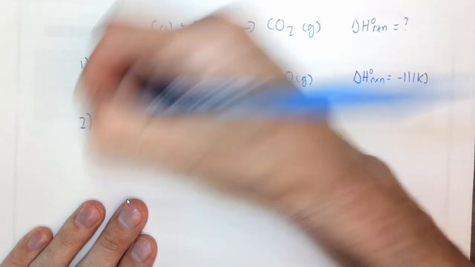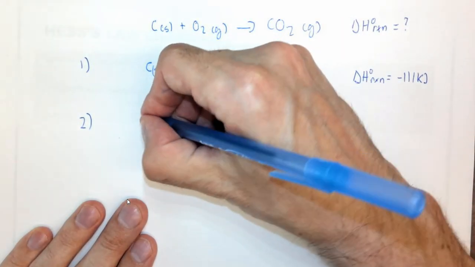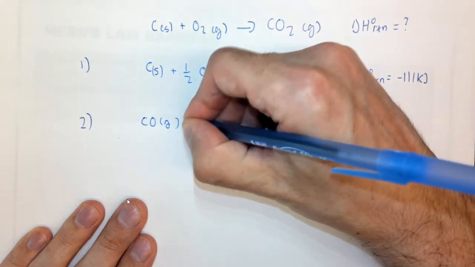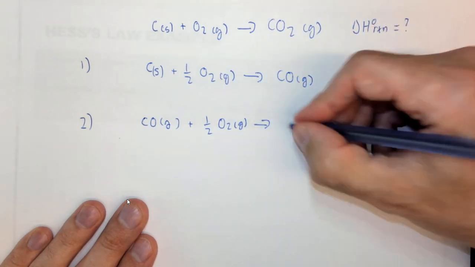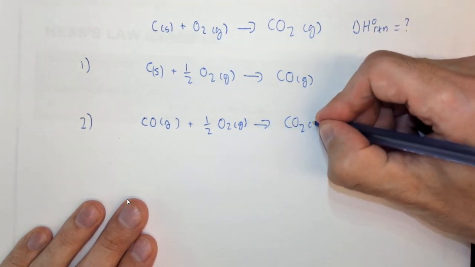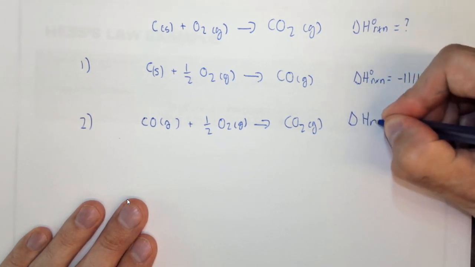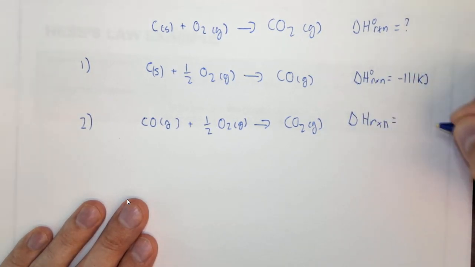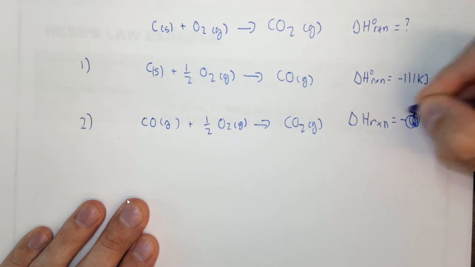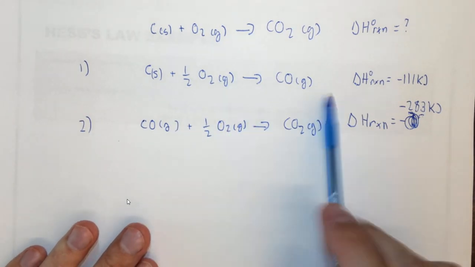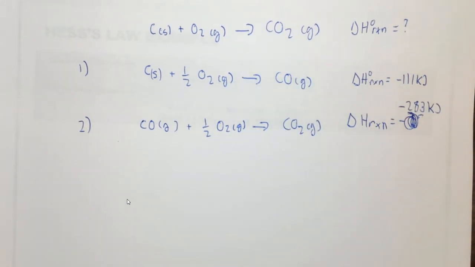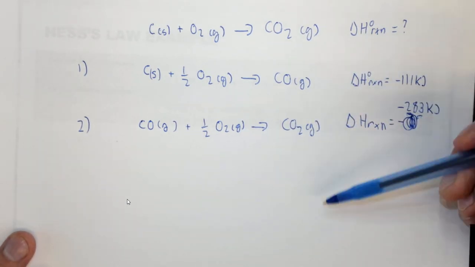For reaction 2, we know that CO gas plus half of an O2 gas yields CO2 gas. And we know that the enthalpy of this reaction equals minus 283 kilojoules. So we know the enthalpy of these two partial reactions, which can overall add up to be this reaction. So in this case, we can directly add these two reactions together.